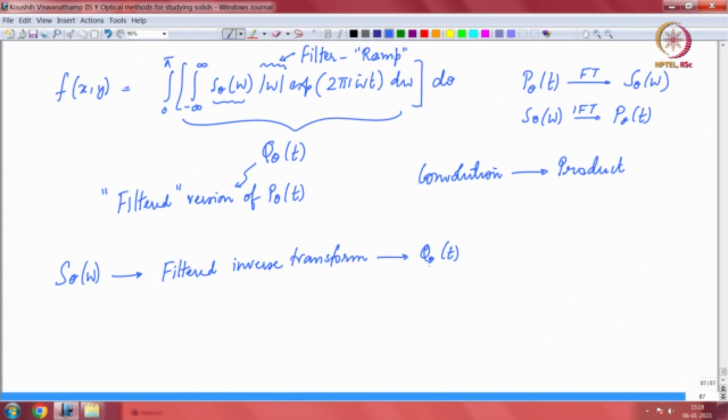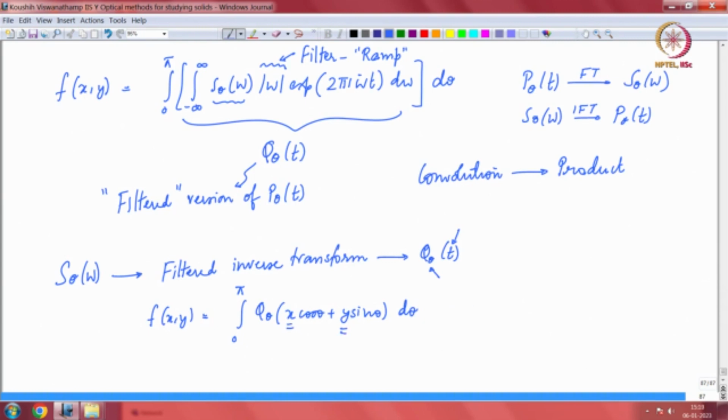Now, once you have Q theta of t for a particular theta, you can get f of x y by integrating over all theta. So, now you have the integral 0 to pi of Q theta of t, where t is x cos theta plus y sin theta, d theta. For every single theta you just add up the contributions from Q at any particular x and y and you will get the actual function.